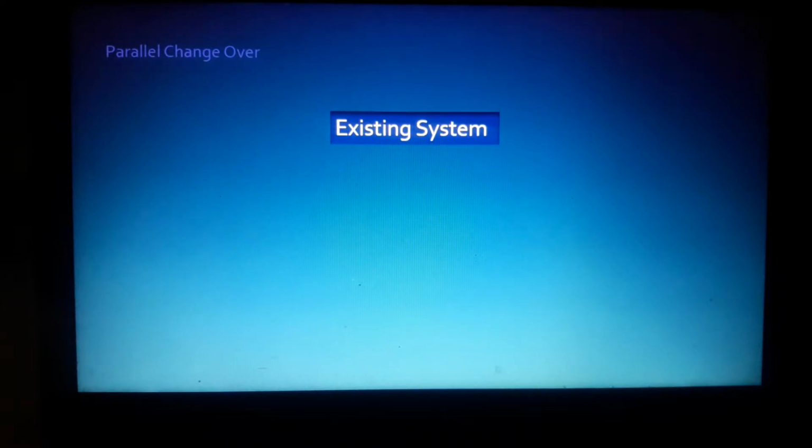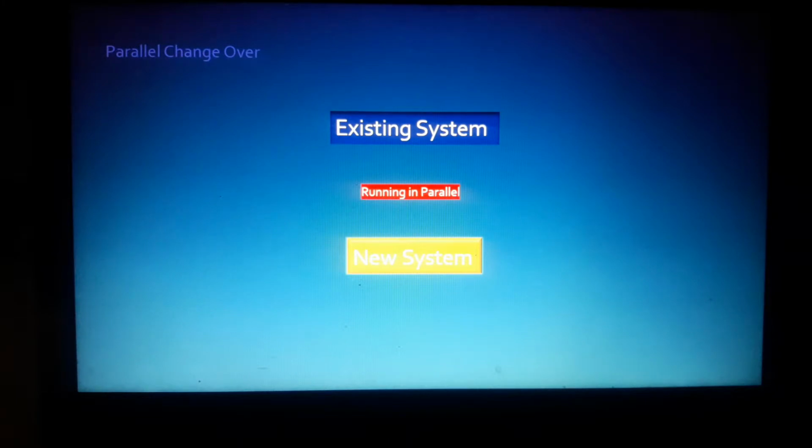The first one is parallel changeover. In this we will have one existing system, as I told, the old one, and also there is one more system, which we call the new system, which we are moving into the area. In the parallel changeover, both the existing system and the new system will be running in parallel. Both will be simultaneously running, and that is the reason why it is called a parallel changeover.